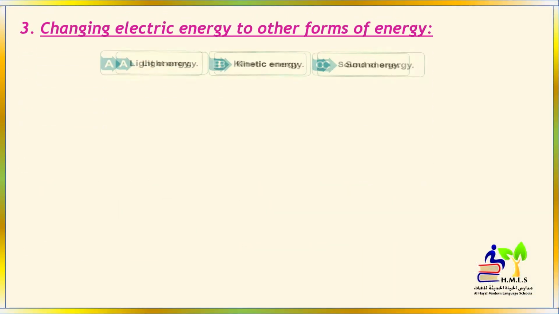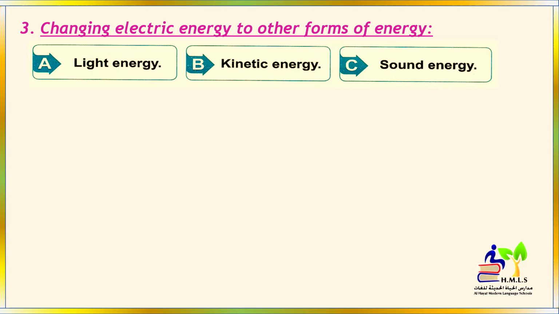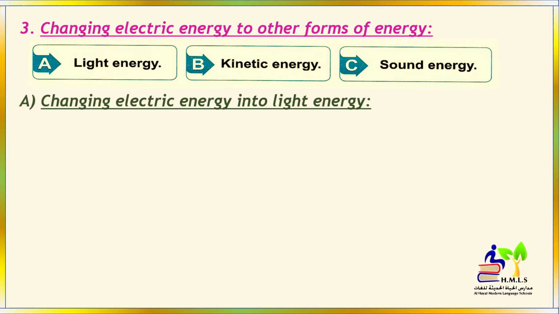In the last video, we learned together the changes of energy, and we are going to continue the changing of the forms of energy from one form to another. Number 3, changing electric energy to other forms of energy. Means electric energy will be changed into light energy, kinetic energy, and sound energy. Okay, starting with changing electric energy into light energy.